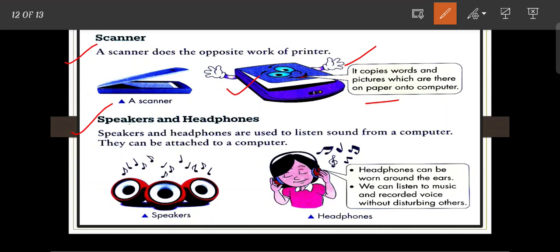Next device is the speaker and headphone. As all of you know, speakers and headphones are used to listen to sound from a computer, and they can be attached to a computer, okay. This is the speaker and this is the headphones, okay, and the headphones can be worn around the ears. Here you can see this is the headphone, and it is worn around the ears, and we can easily listen to music and record our voice without disturbing others, okay. So these are the main parts and additional parts of a computer.